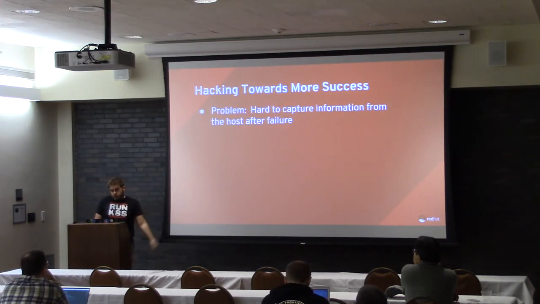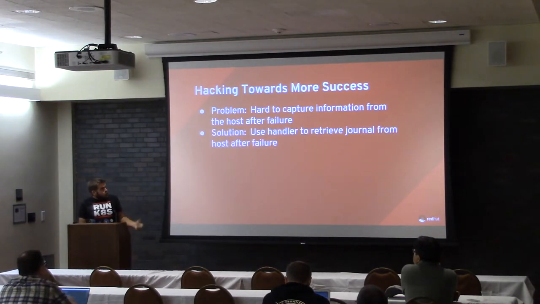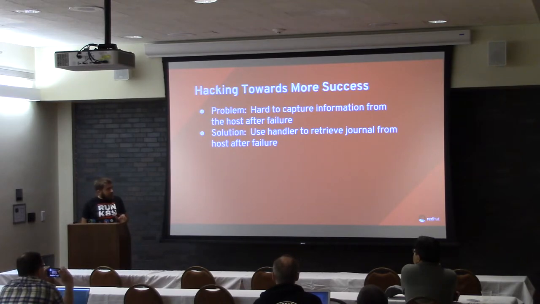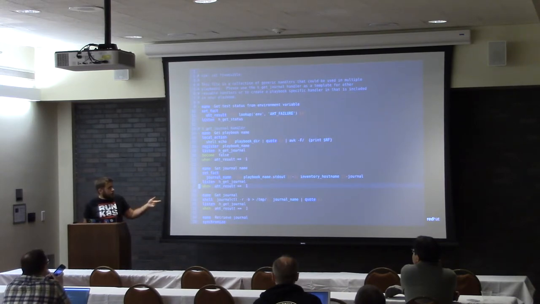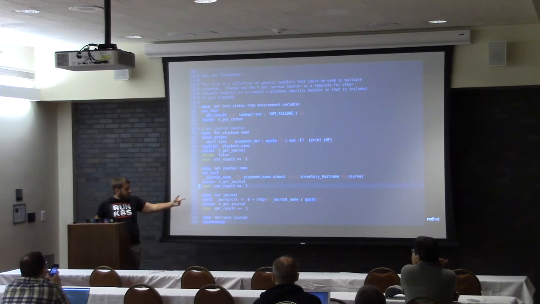So the problem of capturing information from the host after a failure, Mike came up with this kind of hack way to use a handler to go onto the host and pull out the journal. It was a role that called a handler on failures, which would then set up some names and grab the journal.